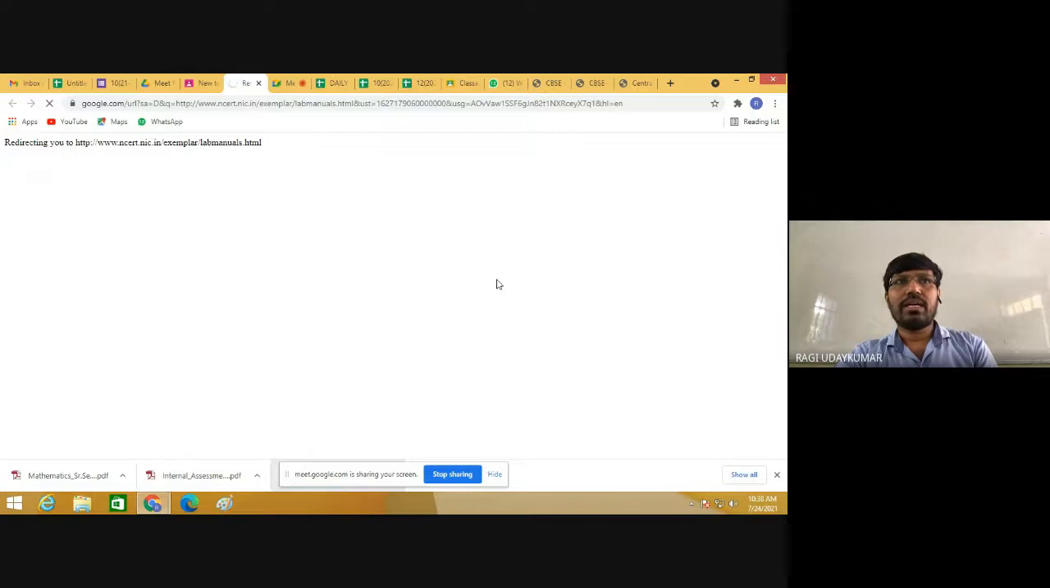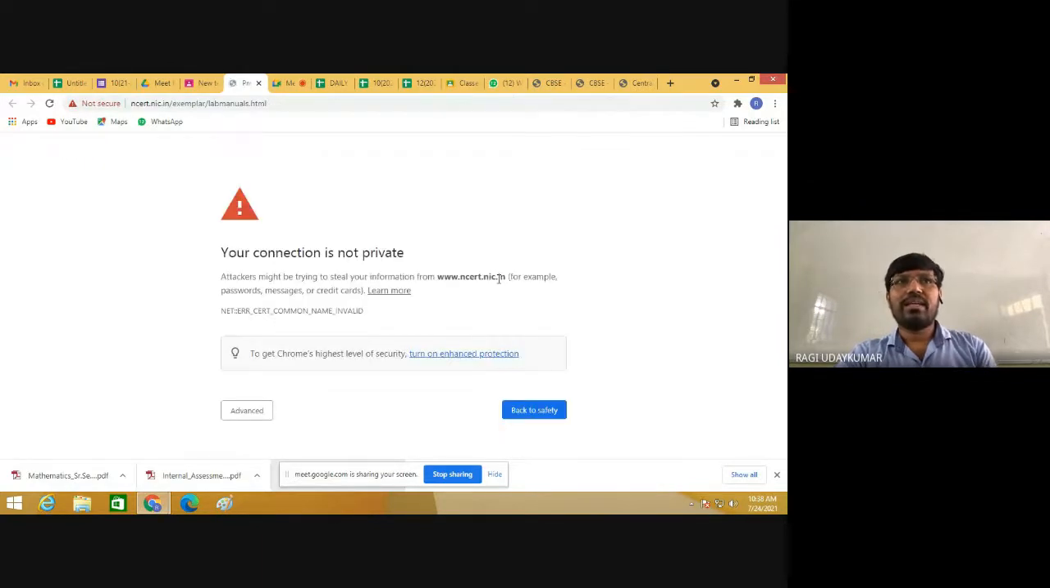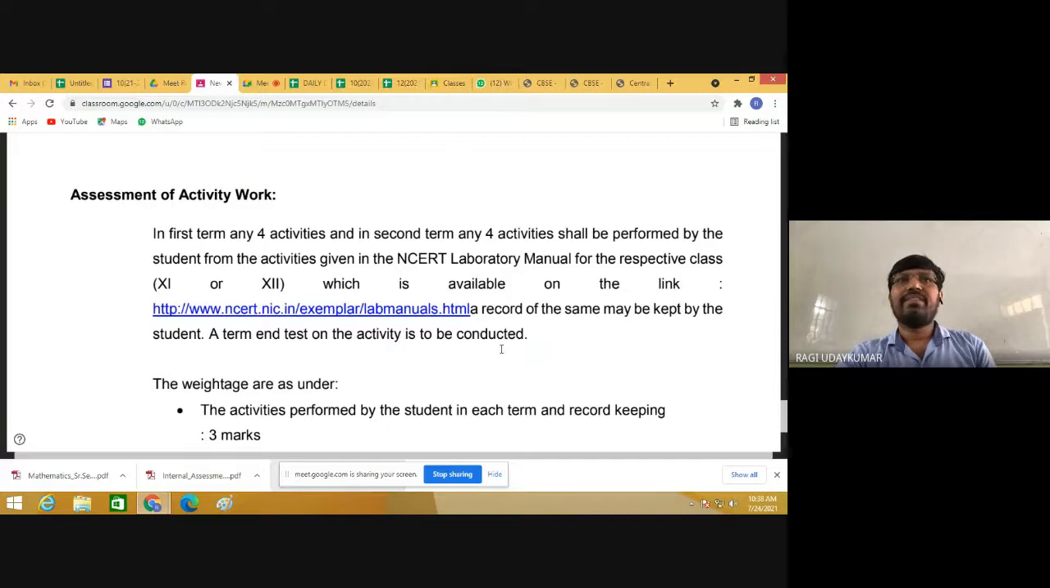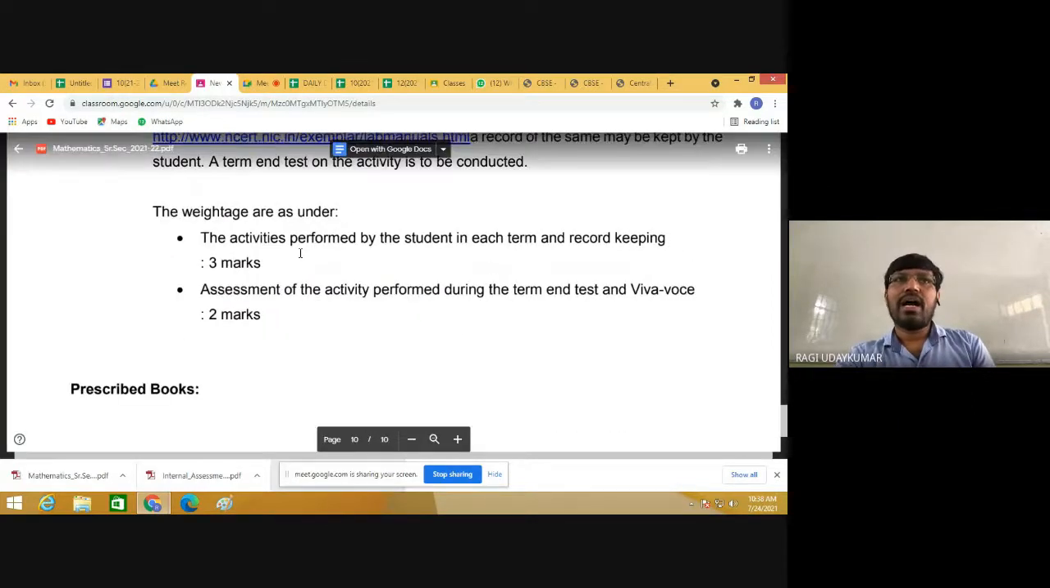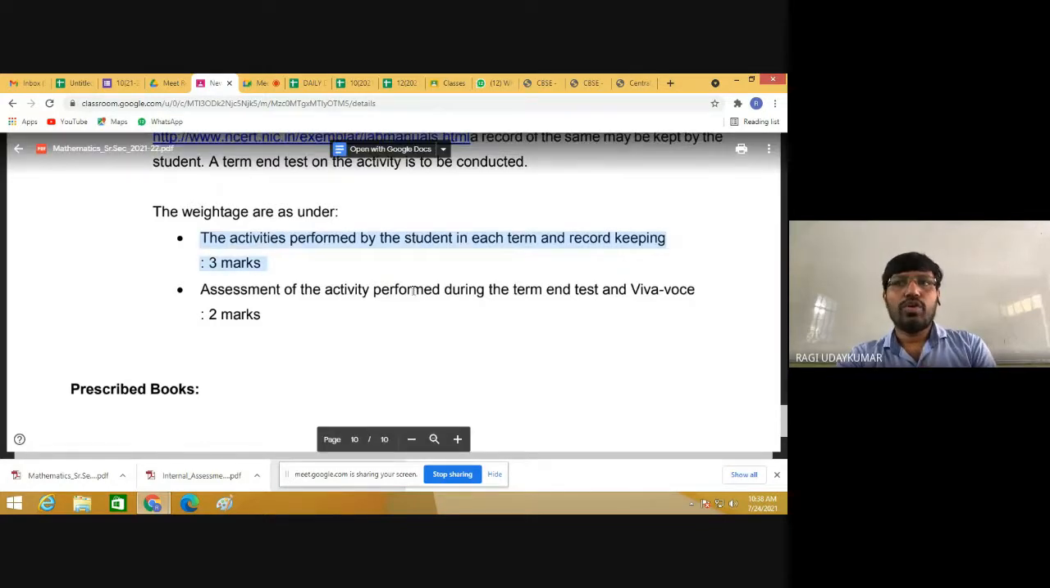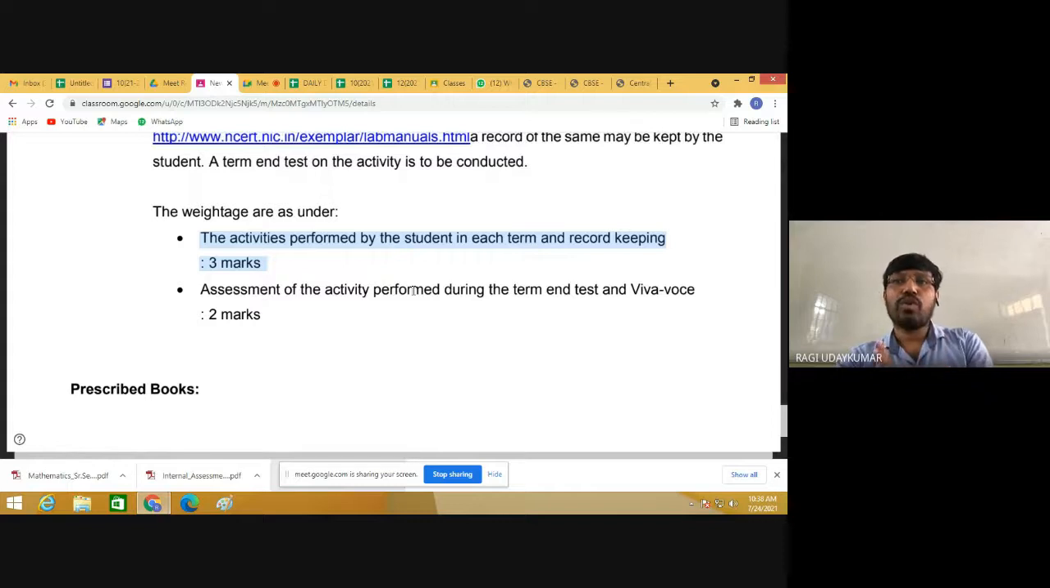If you want, you can go through that. I'll share that file with you, it is with me. Don't worry about that. And here it is given that only four activities are to be performed. So which 4 activities to write and perform will be informed to you in the comment box. Okay. So the weightage is for the activities performed by the student in each term and for record maintenance, 3 marks will be there. And obviously this includes your regular notebook also. Keep in your mind, your regular notebook also.